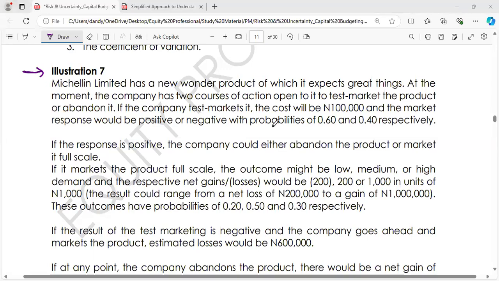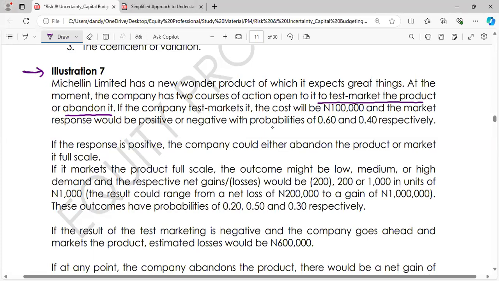At the moment, the company has 2 courses of action open to it: test market the product or abandon it. If the company test markets it, the cost will be 100,000 naira and the market response will be positive or negative with probabilities of 0.60 and 0.40 respectively.